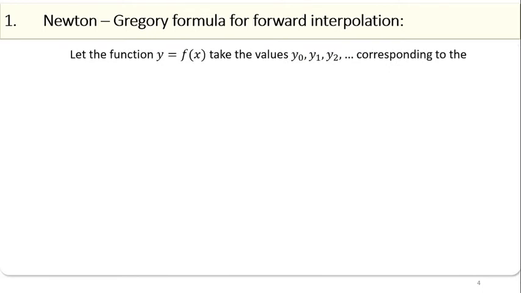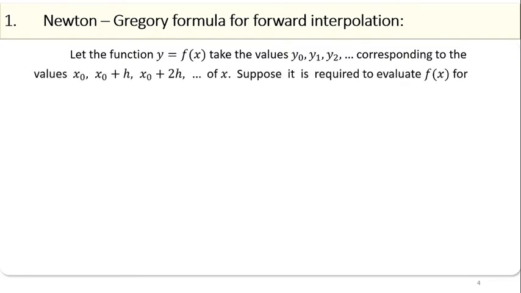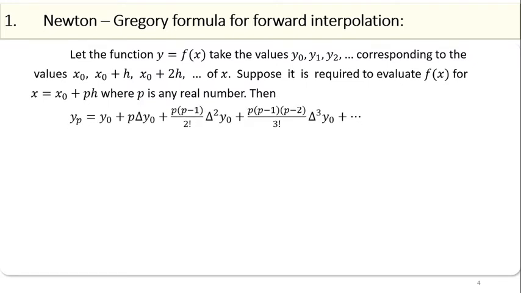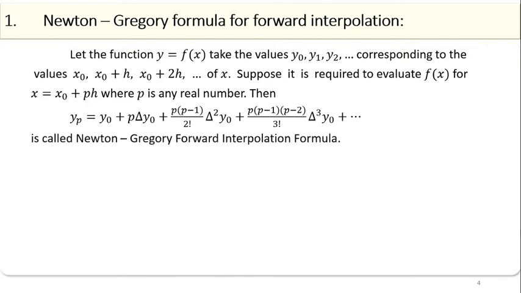Now, Newton-Gregory formula for forward interpolation. Let the function y is equal to f of x take the values y0, y1, y2, etc. corresponding to the values x0, x0 plus h, x0 plus 2h, etc. of x. Suppose it is required to evaluate f of x for x is equal to x0 plus ph, where p is any real number. Then yp is given by y0 plus p into delta y0 plus p into p minus 1 by 2 factorial into delta square y0 plus p into p minus 1 into p minus 2 by 3 factorial into delta cube y0 plus etc. This is called Newton-Gregory forward interpolation formula.